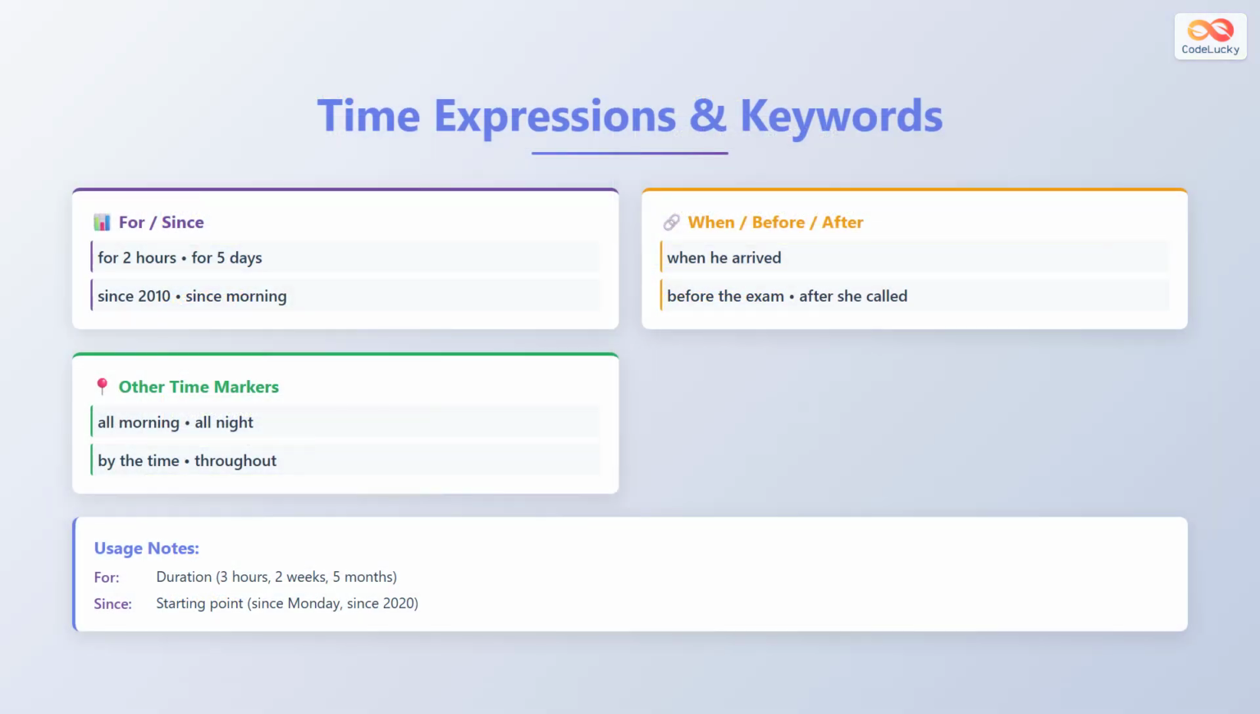Use the word for when you mention how long something lasted. For example, for 2 hours, for 5 days, for 1 week. Use the word since when you mention the starting point. For example, since morning, since 2020, since Monday. Use when, before, or after to connect two past events. For example, when he arrived, before the exam, after she called. The words all morning, all night, and by the time also work with past perfect continuous.